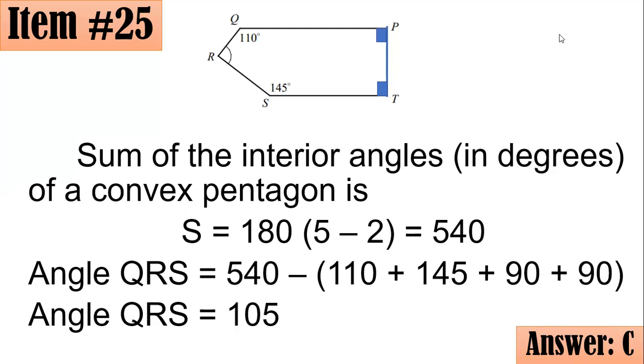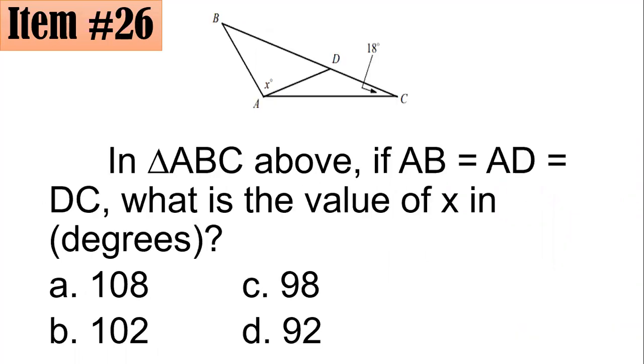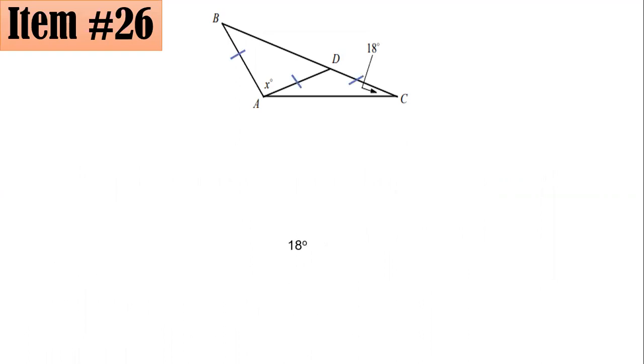All right. Number 26. In the figure, in triangle ABC above, if AB equals AD equals DC, what is the value of X in degrees? Did you go for 108, 102, 98, or 92? Okay, so let's solve this problem. Remember that, based on the given, these three segments are in fact equal.